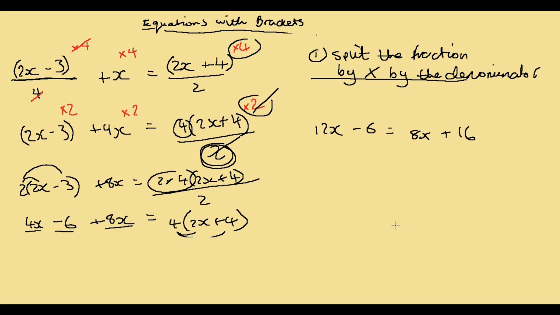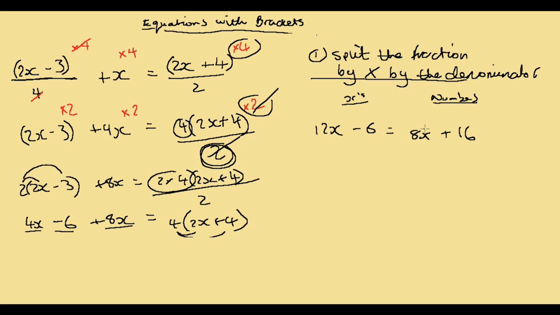So where from here? Well, we need to collect all of the x's together. How do we do that? Well, choose a side that you want x's on. I always like to choose a side where I've got more x's. So here we go, here's 12x. So I'm going to choose that side to collect my x's. So if I just write x's on the left and then numbers on the right.